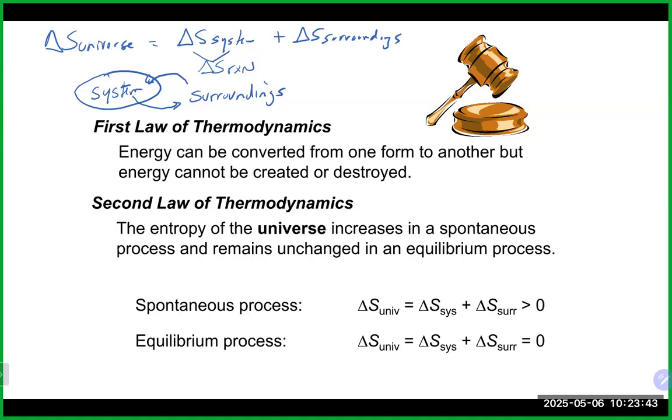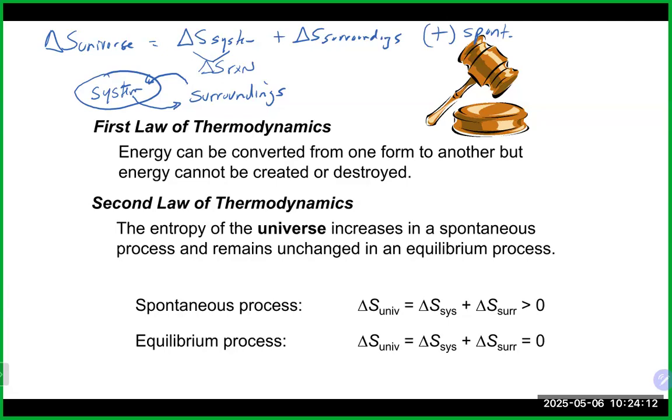So we do use the delta S of the universe to help us calculate whether or not a reaction is spontaneous. And if you do that and you hit a positive value for the delta S of the universe, that is a spontaneous process. By default, if you hit a negative number, then the reaction would be non-spontaneous. If you hit equal to 0, then the actual reaction is at equilibrium.